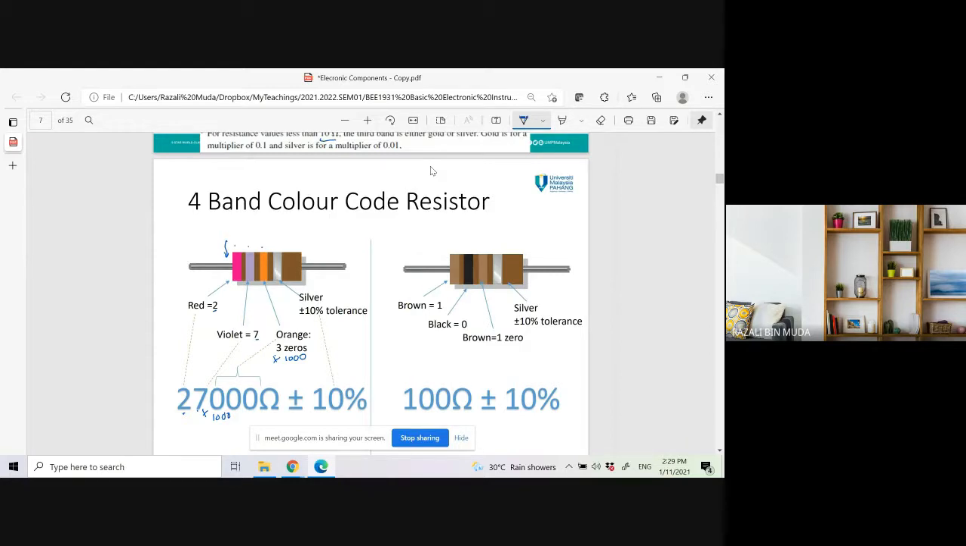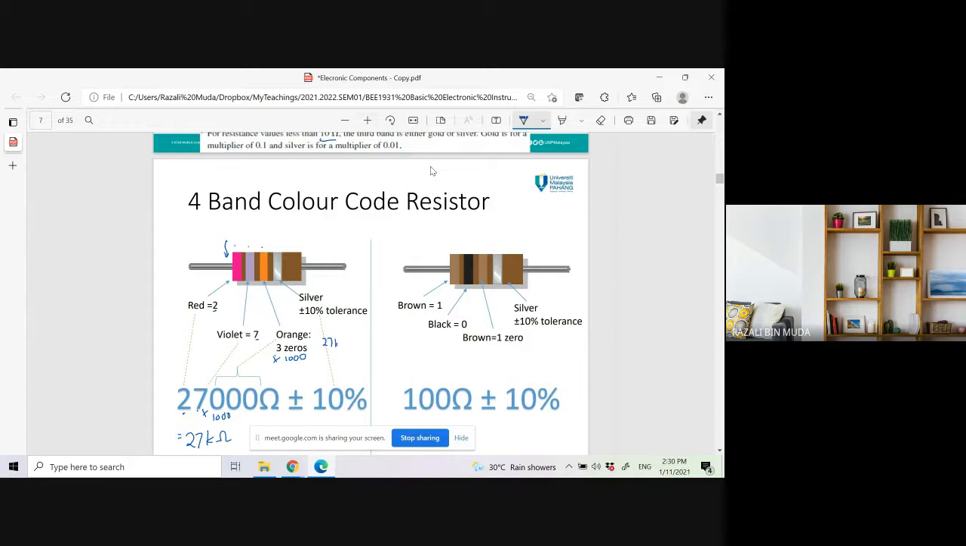27,000 kita tulis macam mana? 27 kilo ohm. So K is multiplied by 10 to the power of 3. Okay, 27 kilo ohm. Resist plus minus 10%. So berapa nilai dia?